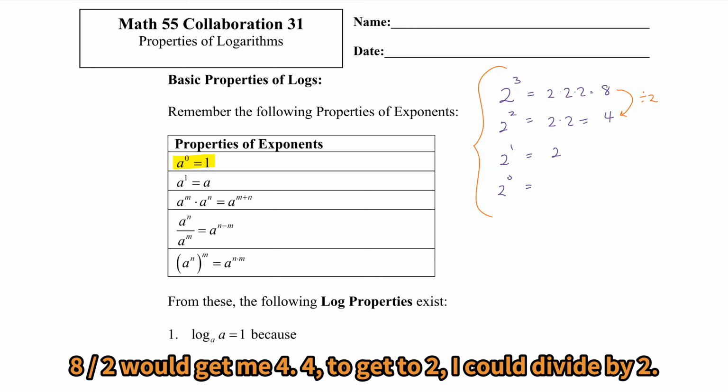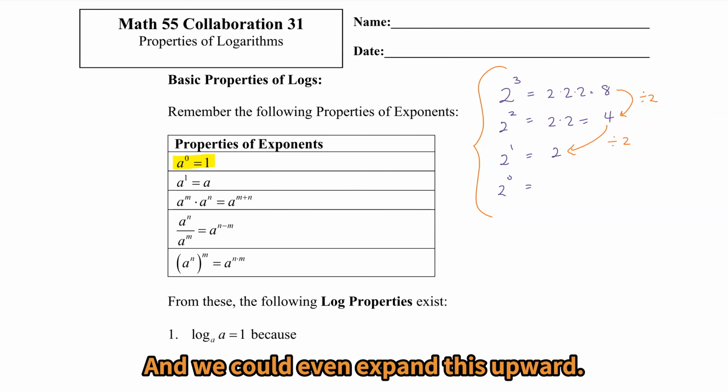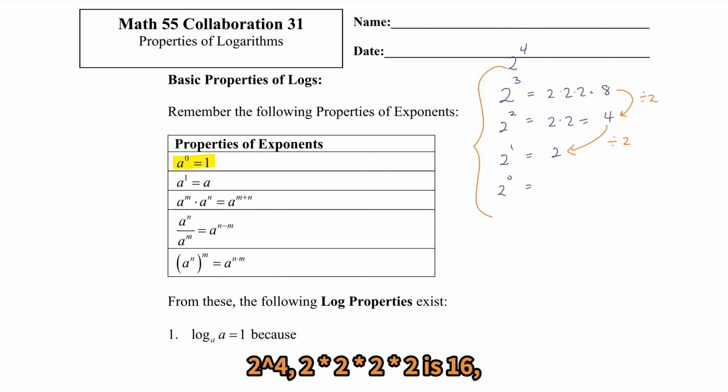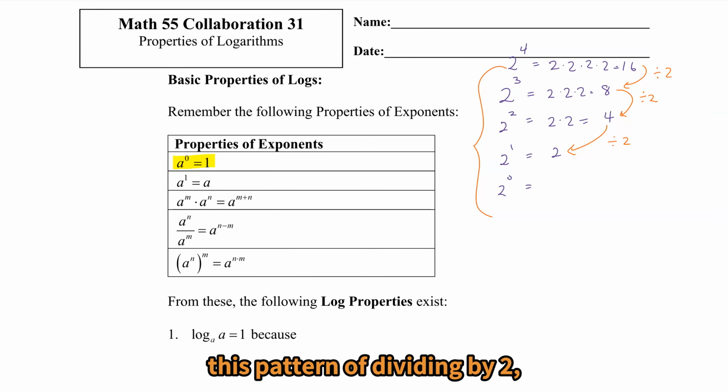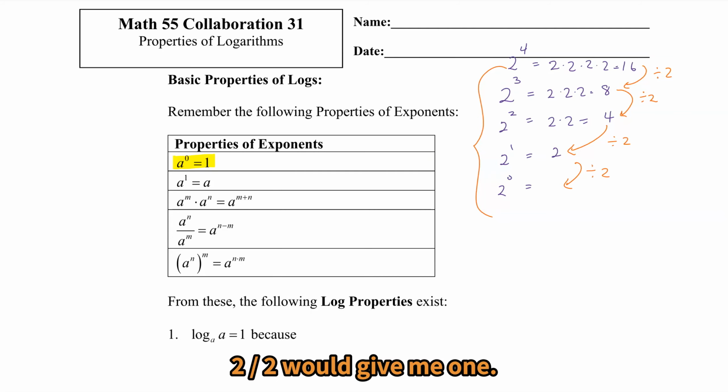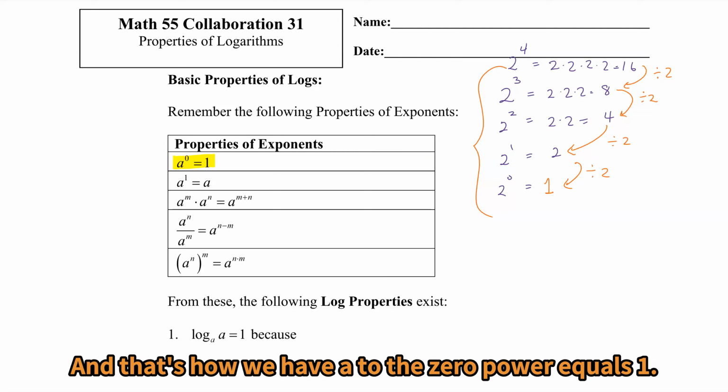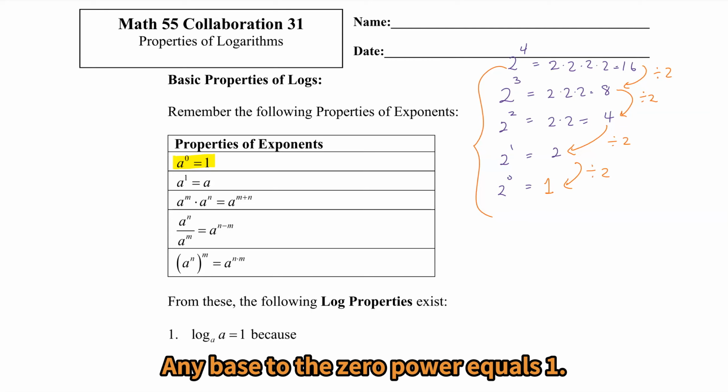8 divided by 2 would get me 4. 4 to get to 2, I could divide by 2. And we could even expand this upward. 2 to the 4th, 2 times 2 times 2 times 2 is 16. And to go from 16 to 8, again, we're dividing by 2. So if I want to continue this pattern of dividing by 2, 2 divided by 2 would give me 1. And that's how we have a to the 0 power equals 1. Any base to the 0 power equals 1.